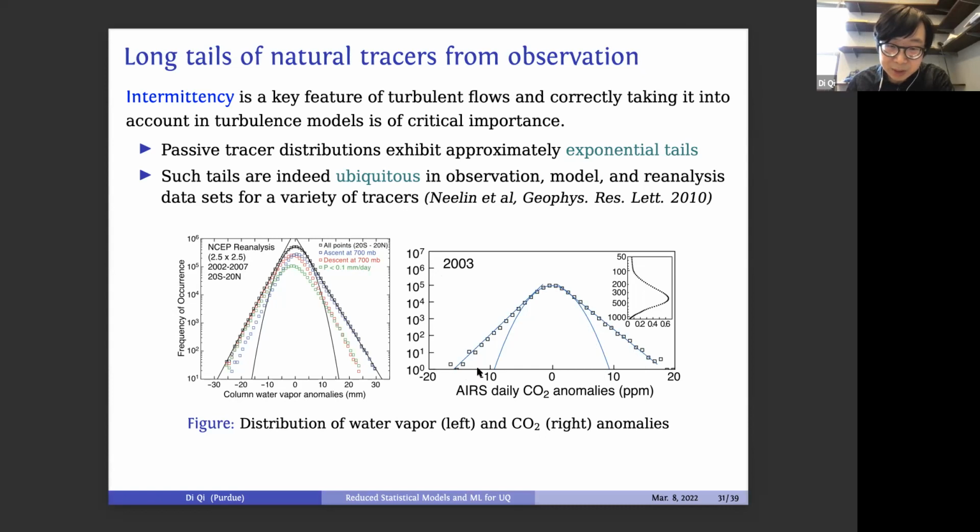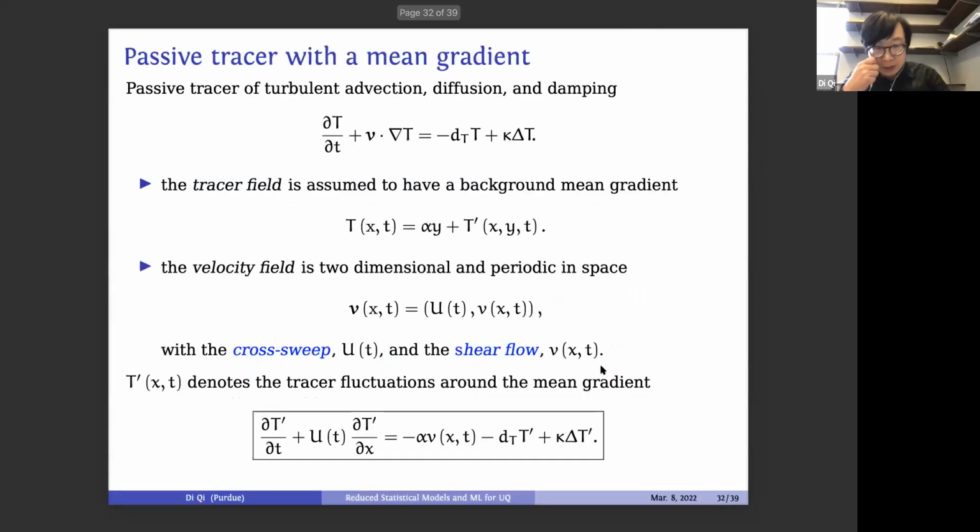And then the question is, first, what is the mechanism to form this kind of fat tail? And second, whether we can again propose some efficient models to predict this probability of extreme events. So we still start with the simple model framework. We use T here to represent the density of the tracer field, and V is the advection velocity. It could be the solution of a turbulent model. And on the right-hand side, these are the dissipation and the damping effect.